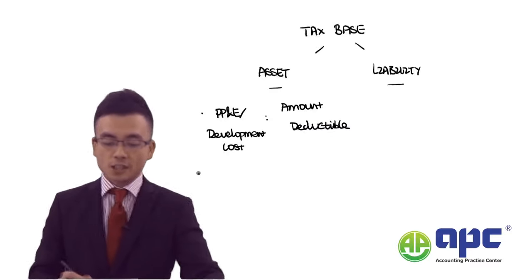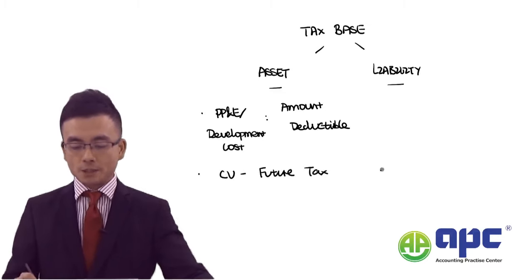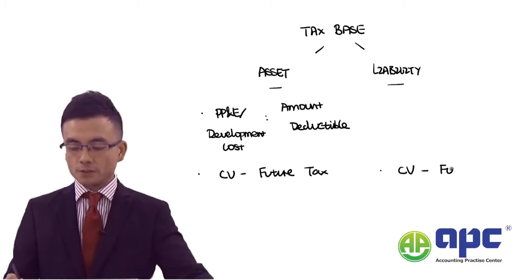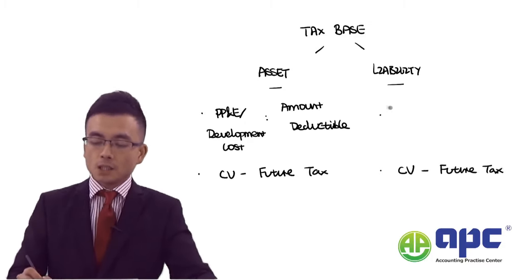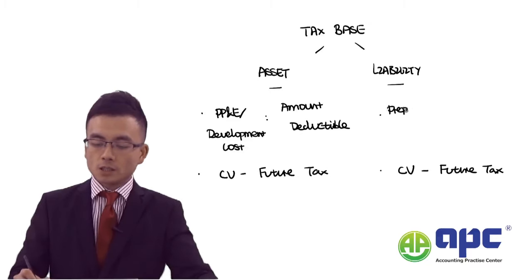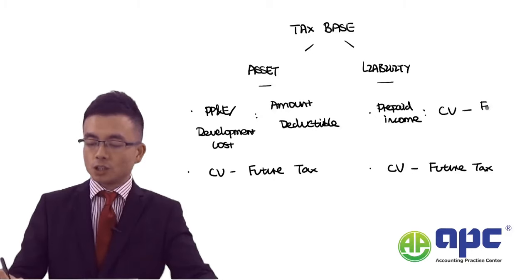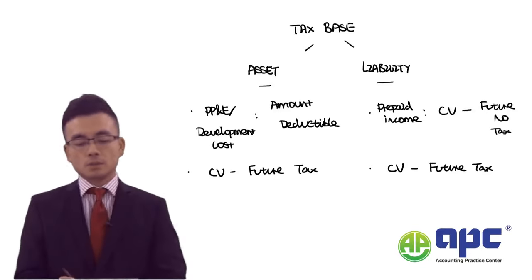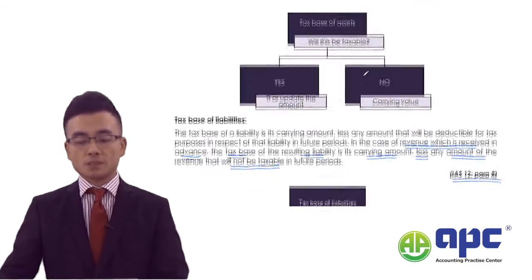Alternatively, the tax base of an asset is the carrying value minus the future tax. And this will be the same as we look at liability. We use carrying value minus future tax. But there'll be one exception here. For a tax base of a liability in relation to prepaid income or deferred income liability, all we can say is that we use the carrying value of the liability minus future, no tax. Okay, so that's how we account for a tax base of an asset or liability according to IAS number 12, paragraphs number 7 and 8.